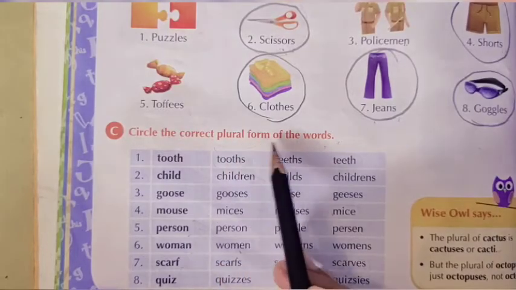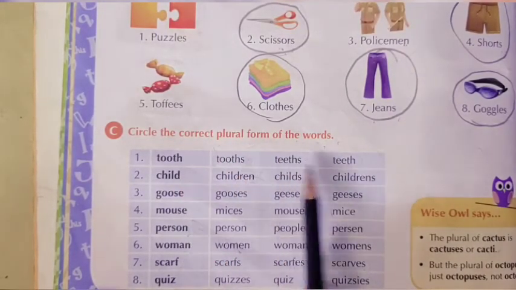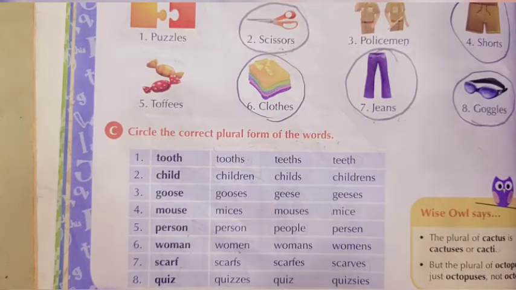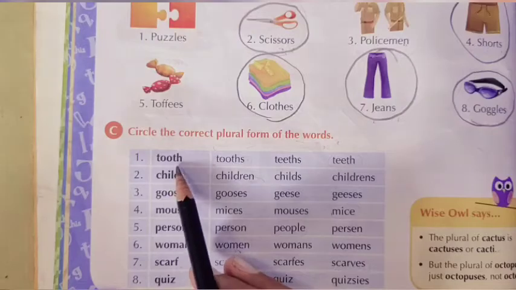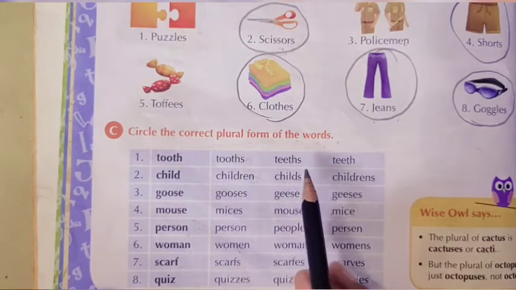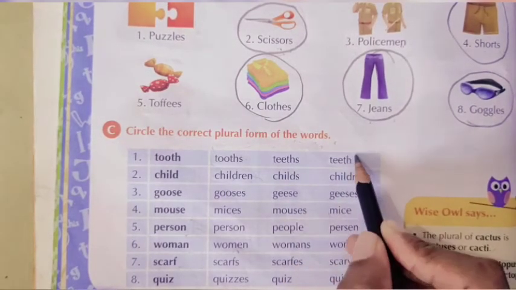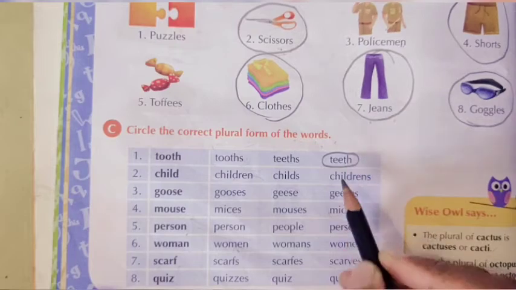Circle the correct plural form of the word. Here for each question, 3 options are given. So you have to select the correct answer. The first one is tooth. Which is the correct plural form for this tooth? Tooths, teeth, teeth. The correct answer is teeth.